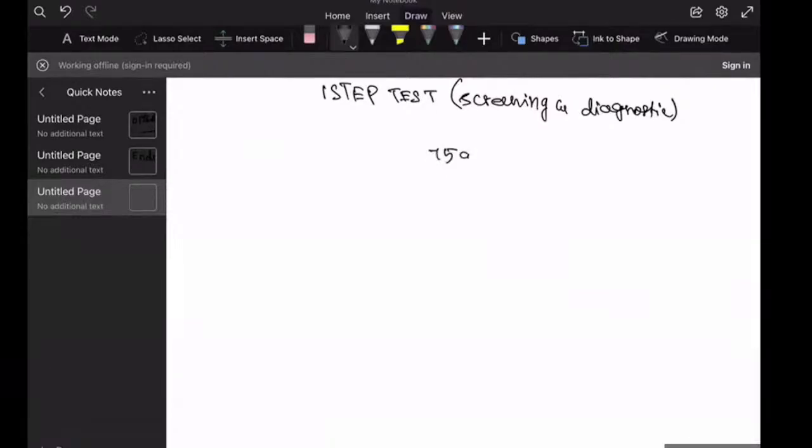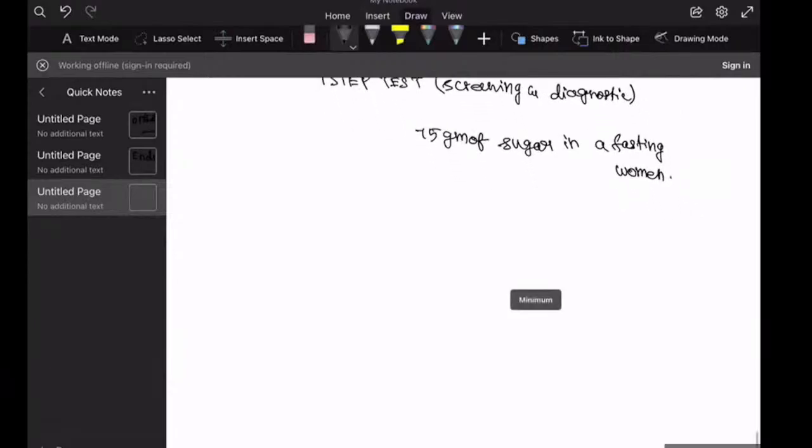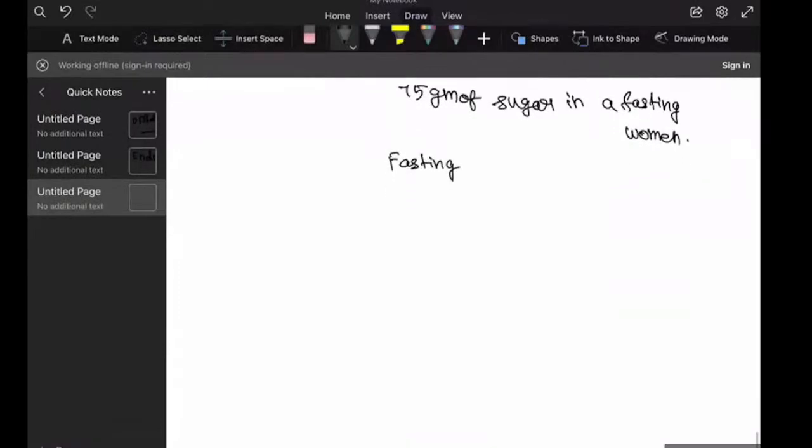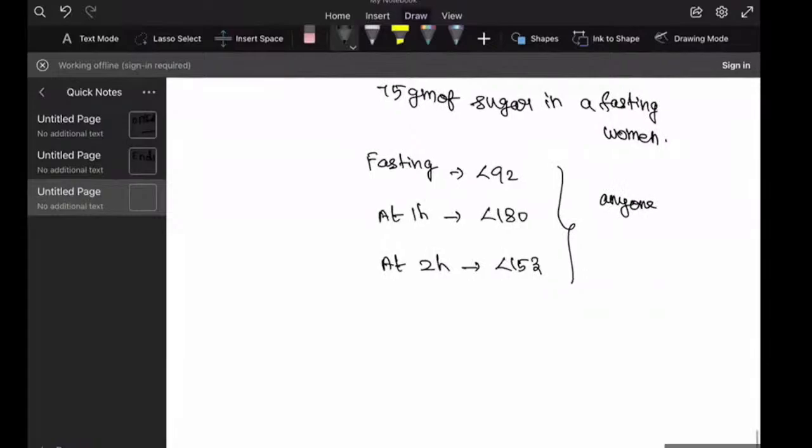We use 75 grams of sugar given to a fasting woman. Fasting, if it is less than 92, is normal. At 1 hour, less than 180, at 2 hours, less than 153 is normal. If any one value is abnormal, it is diagnostic of gestational diabetes mellitus.